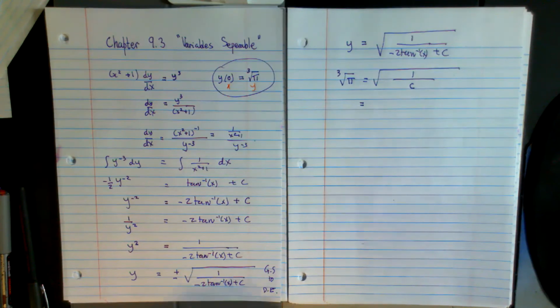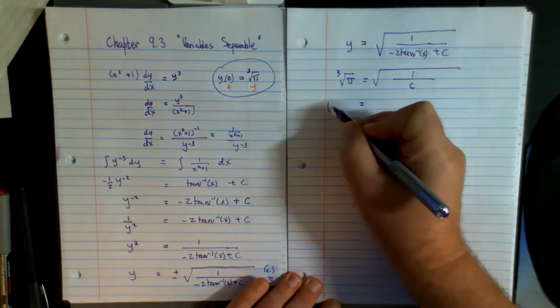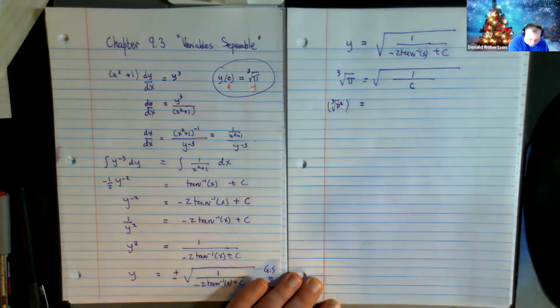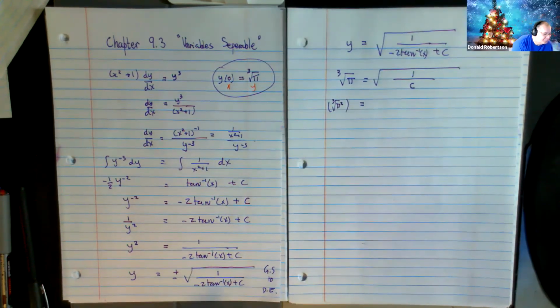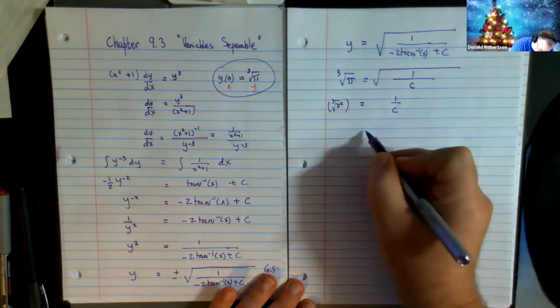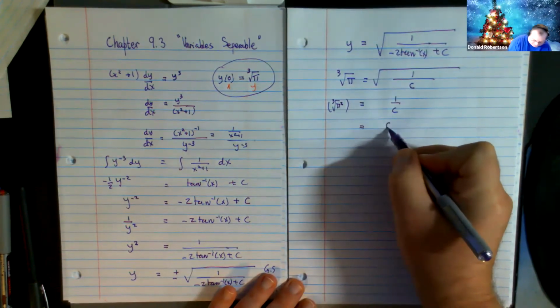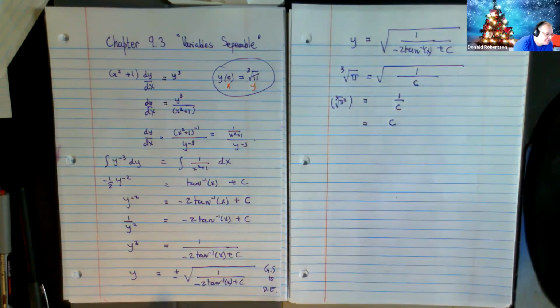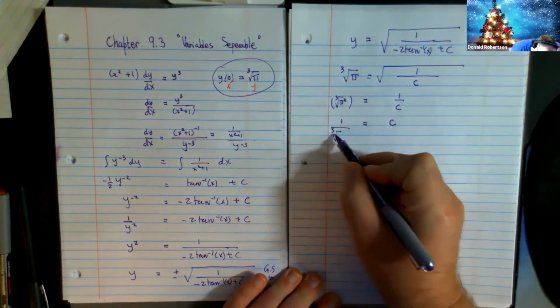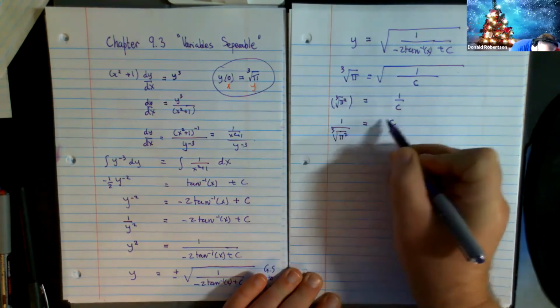Square it. So cube root of pi. Well, if you square it, basically you can stick it inside the cube root if you want. And now I'm going to do a trick that we've done before. If 1 over c is equal to something, isn't c equal to 1 over the something? So how about 1 over cube root pi squared?